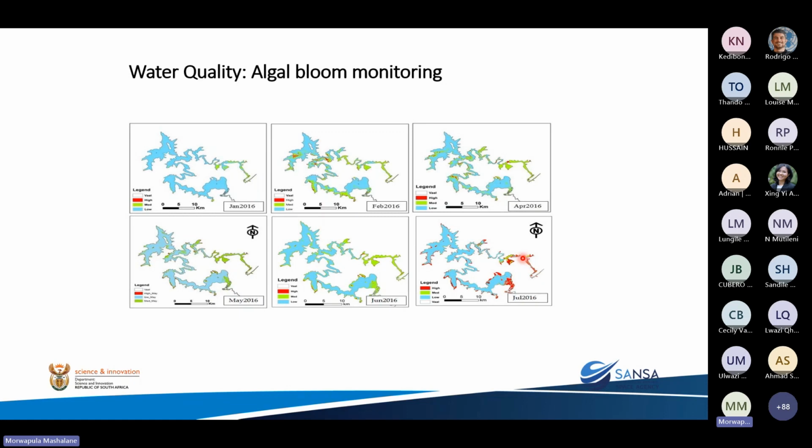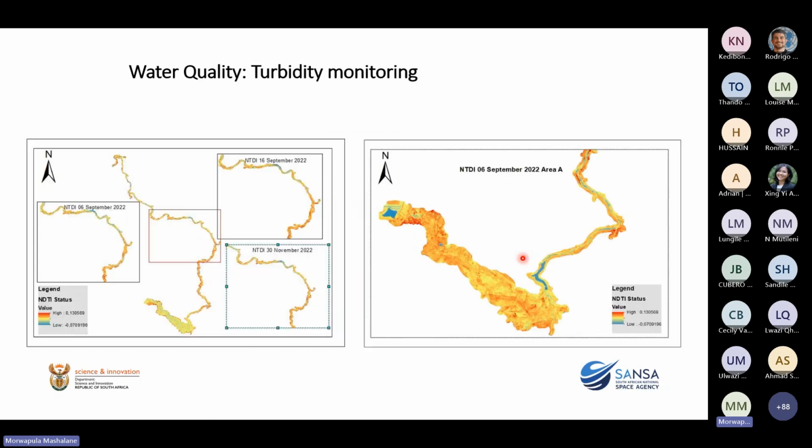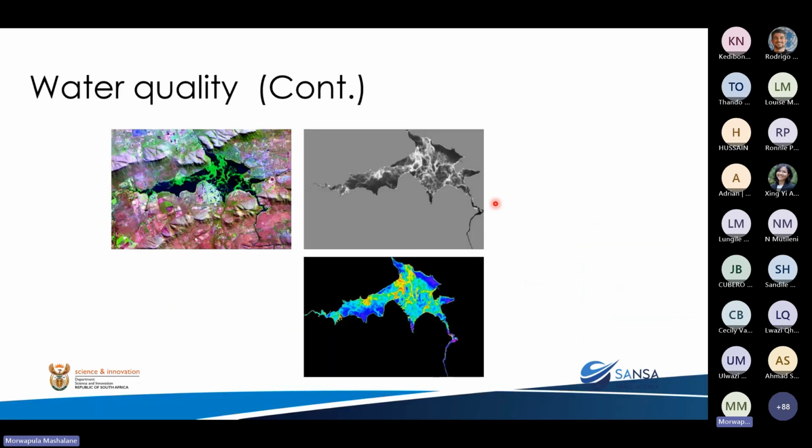This is one of the dams in the Northwest province in South Africa, and also the turbidity monitoring. So basically we monitor turbidity using one of the indices. Turbidity is basically the clarity of a liquid, that is, how cloudy the water is, which is normally caused by sediments and other particles that are in the water. So also again, still on water quality.